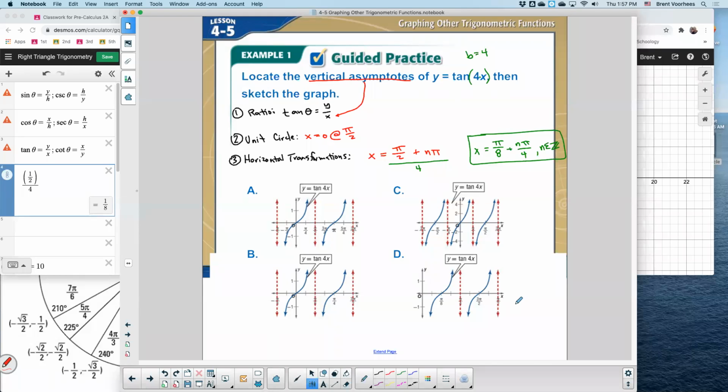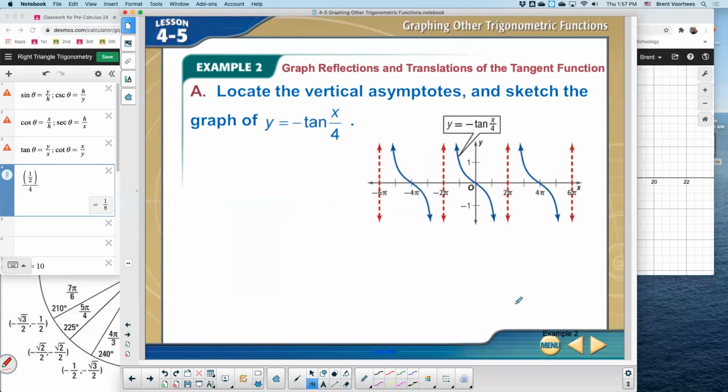Let's take a look at example 2. So let's see it again. It says locate the vertical asymptotes and sketch the graph of y equals negative tangent of x over 4. So notice this has a vertical transformation, but this vertical transformation will not affect our asymptotes. For graphing, it will.